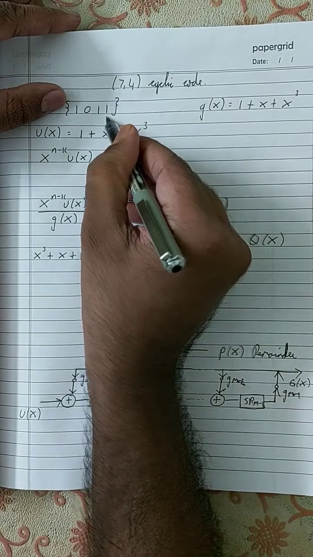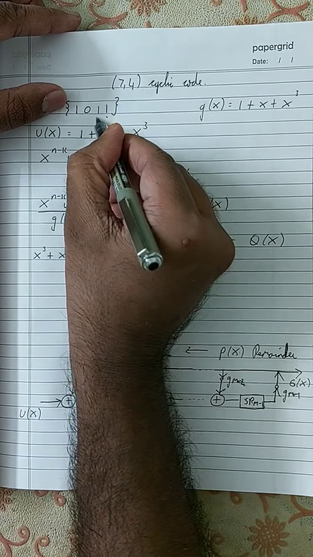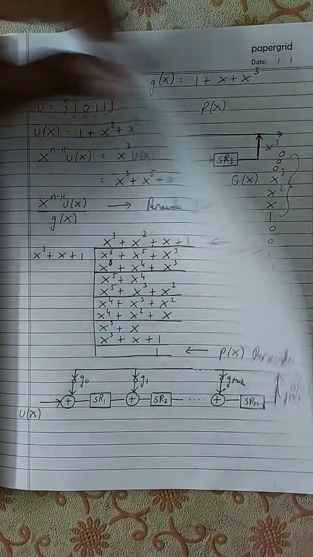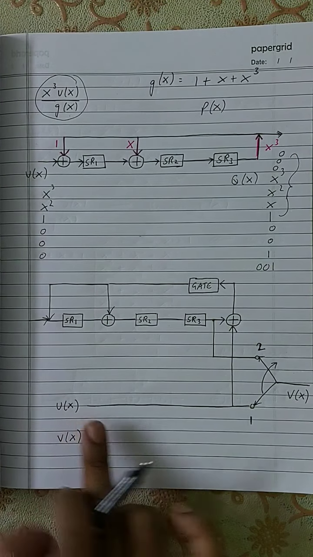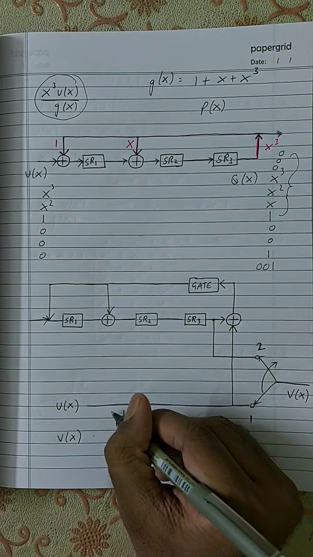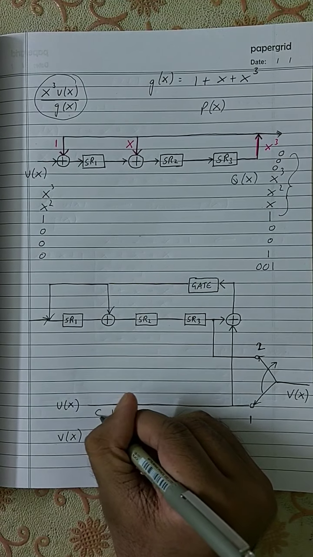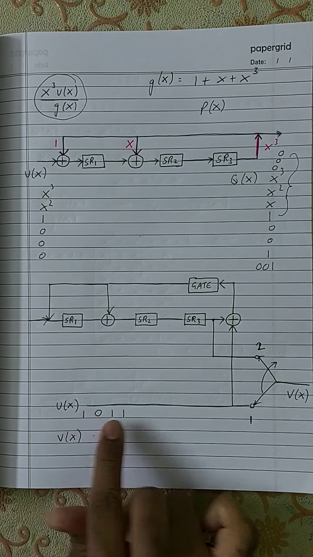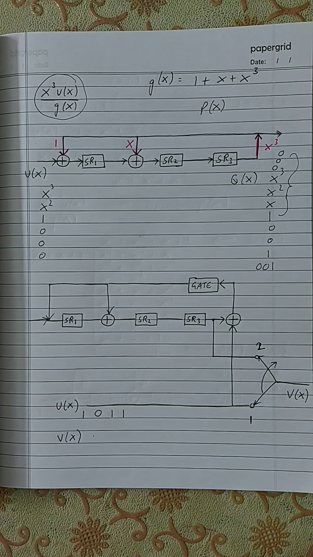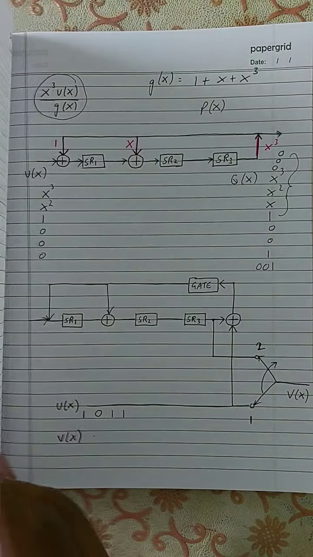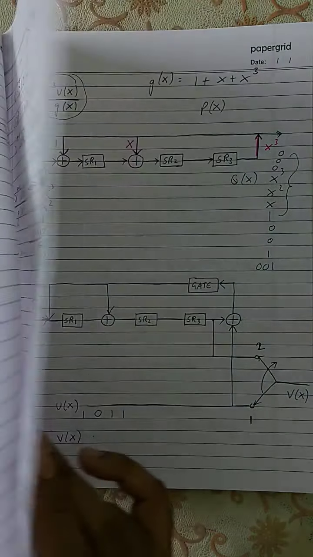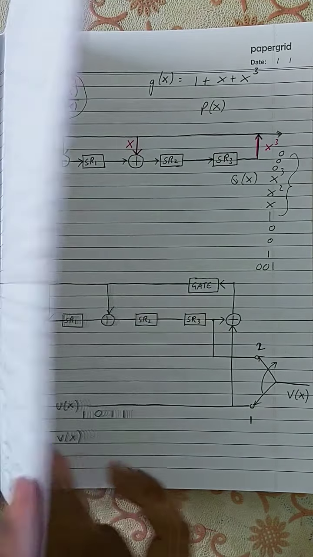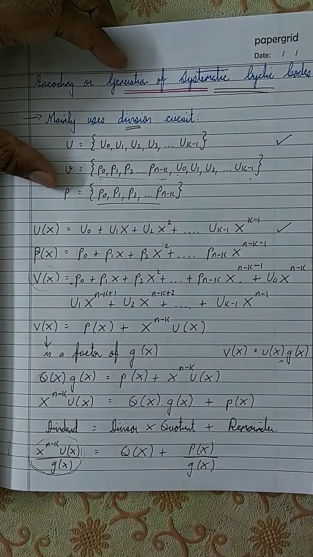First this 1 will be transmitted, then this 1, then this 0, then this 1. That is how I am transmitting 1 0 1 1 into V of X. That is what we need right now, if you look at the previous case.